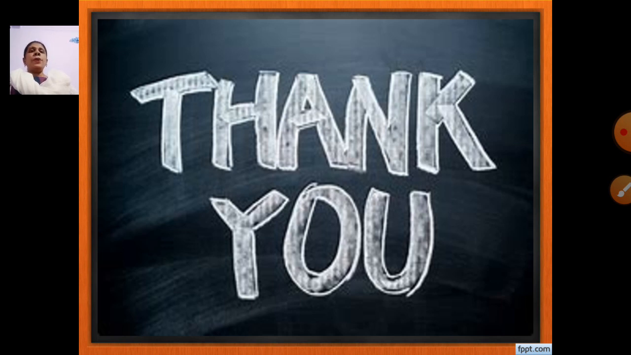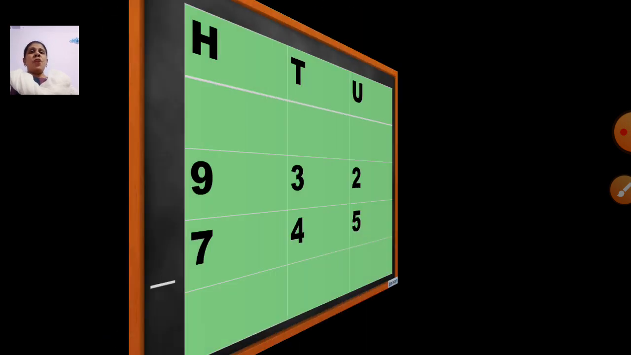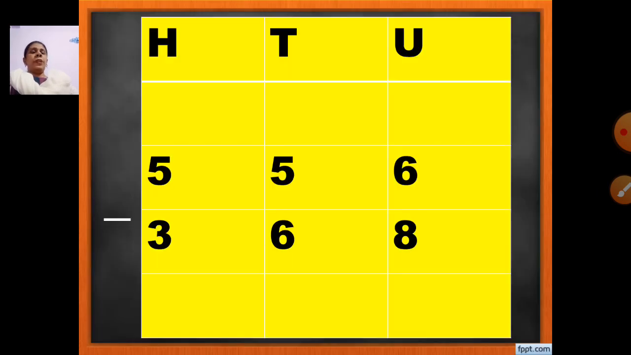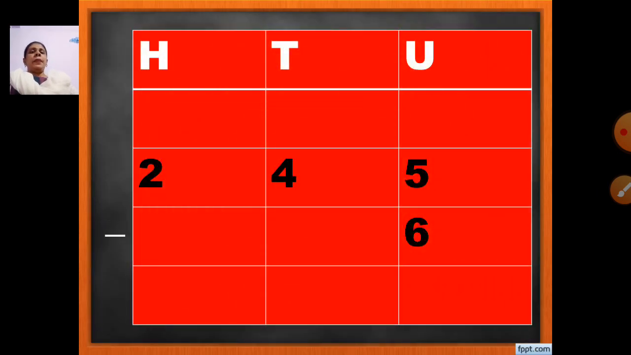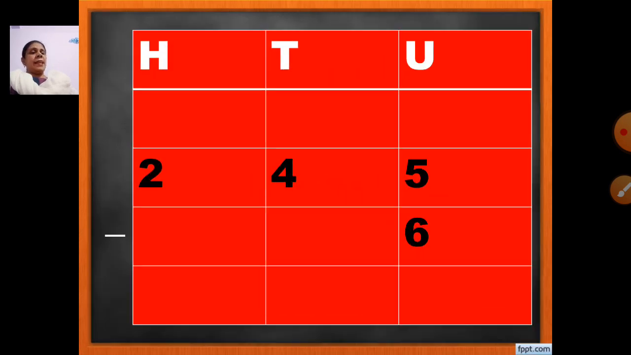So what you are going to do, children, I hope yesterday's session's homework you have done in your book, all the sums written with the answers. Today I will show you what you are going to do. Take a fresh page. Write today's date. Don't write this topic. Write arrange vertically and subtract. Only write arrange vertically and subtract. Write today's date, write this on a fresh page and then start writing this sum.